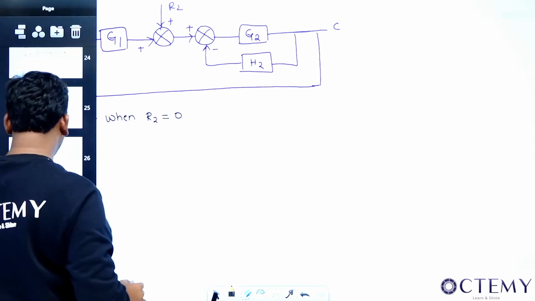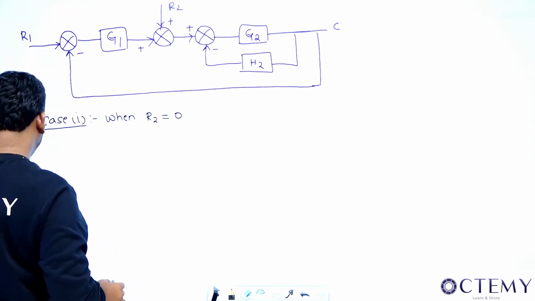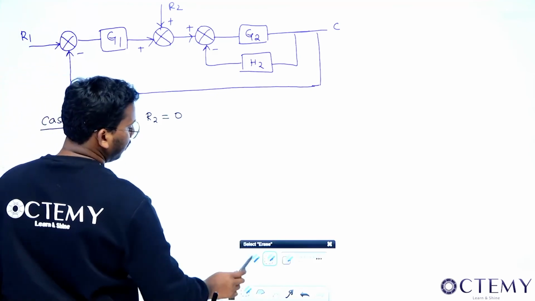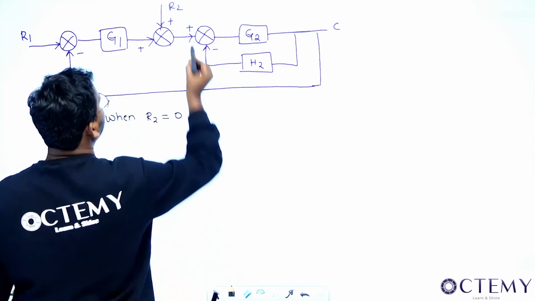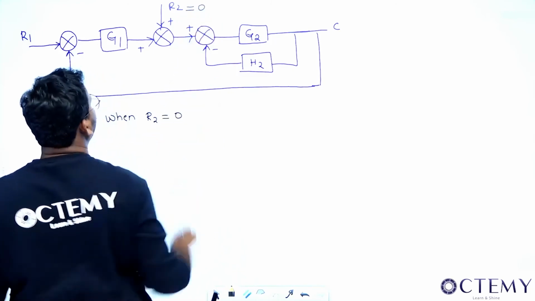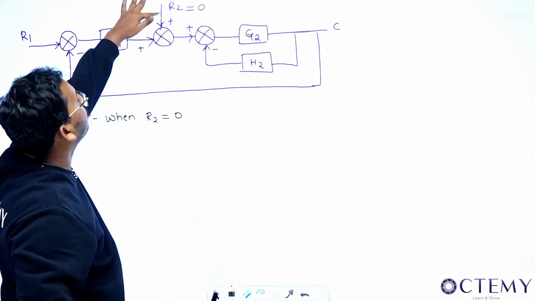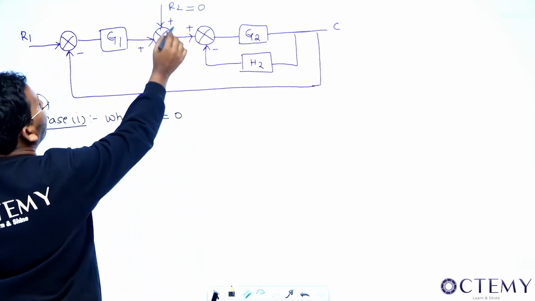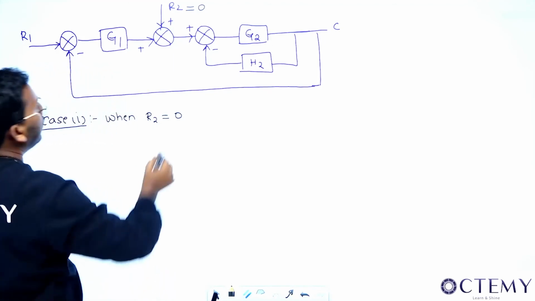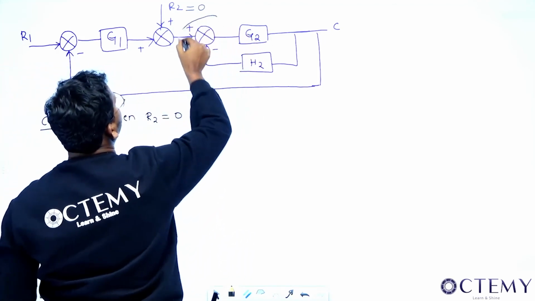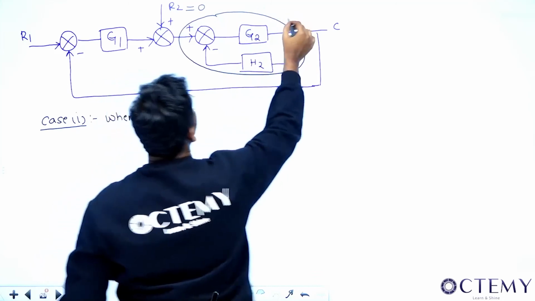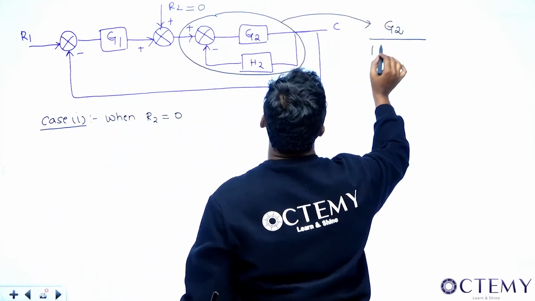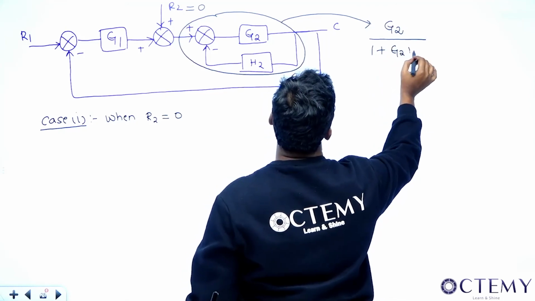See, sir, if you do R2 is equal to 0, what will you get? This will get removed, because it will become 0 actually. 0 added to something, that summing point will have no effect. So there is no summing point here, sir. Then you solve this loop. If you solve this loop, what will you get? You will get G2 divided by 1 plus G2 H2.